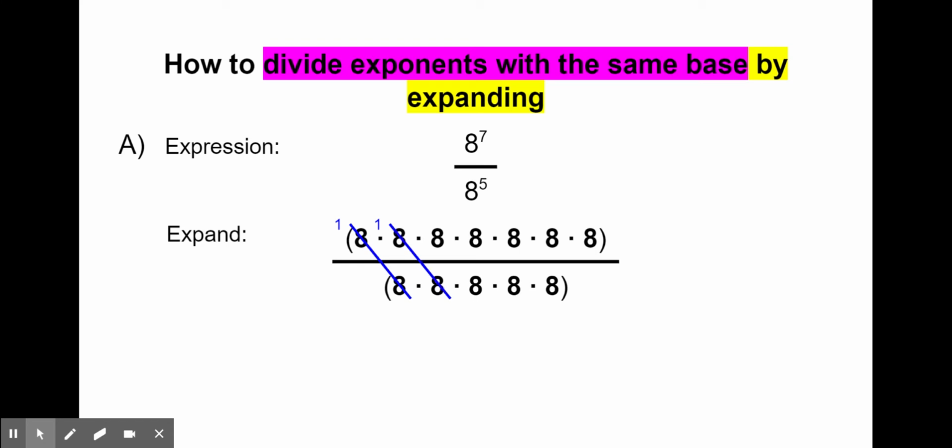All right, and we can continue to do that with each pair, one 8 from the numerator, one 8 from the denominator, until we run out of pairs, right? I'm left with just the 2 eights on top. So I count those up, and that's going to be my new exponent. So I'm left with this new expression, 8 to the 2nd power, 8 squared, because I have 2 remaining after canceling those out. That's going to be my answer for this one.